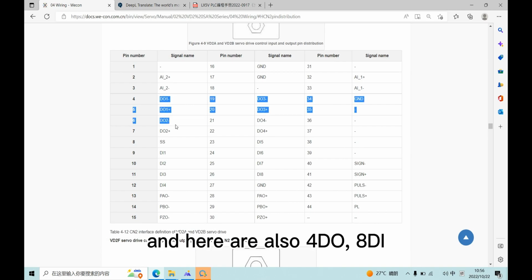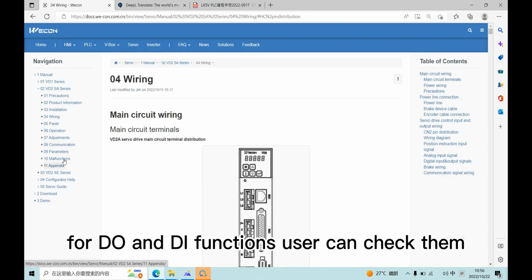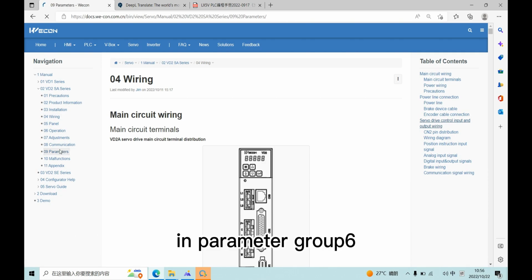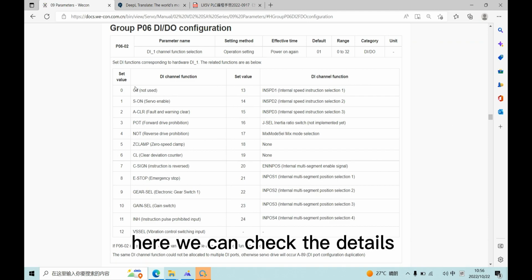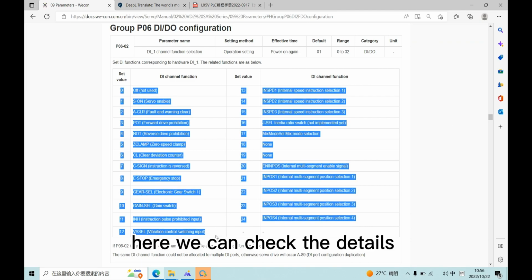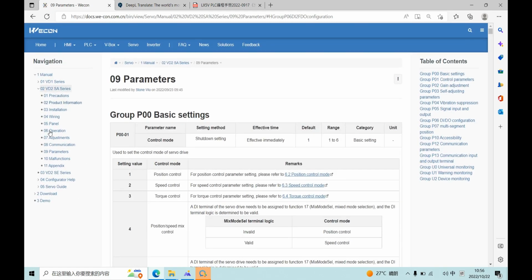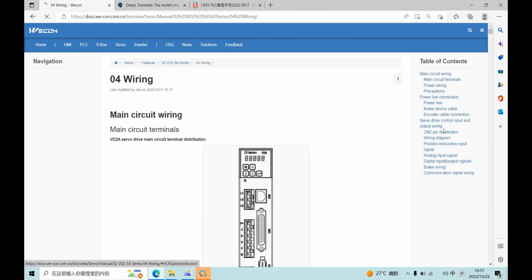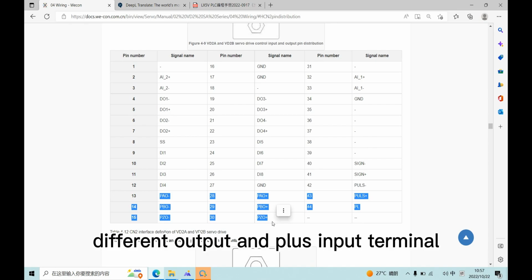And here are also 4 DI and 4 DO. For the DI functions, users can check the parameter group 6. Here we can check the detailed functions. And here are also a differential output and the pulse input terminal.